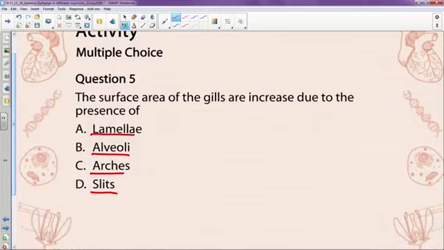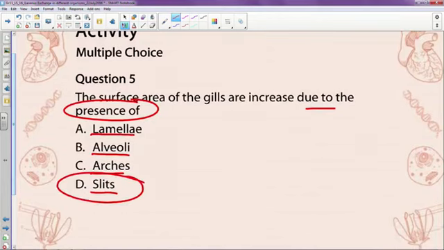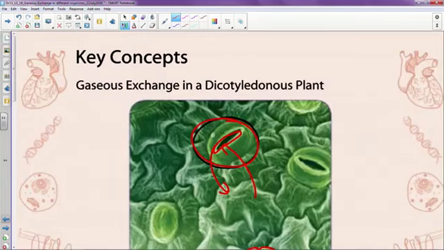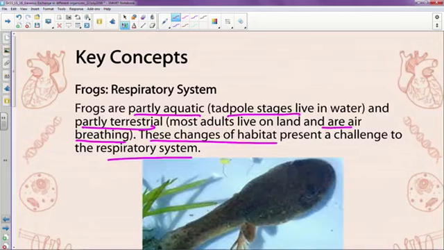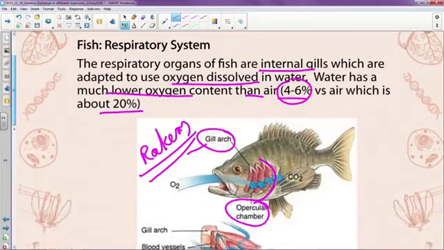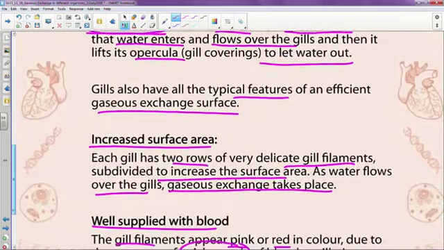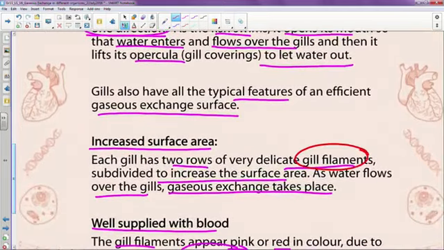The surface area of gills is increased due to the presence of, guys, if we go back to the diagram, it's due to the presence of, it's not slits, it's due to the presence of gill arches. I'm going to go back to the diagram of the fish so that you can have a closer look at how that system becomes more increased. So the gills have tiny features, increased surface area, each has gill filaments. Okay, so let me just go back again.